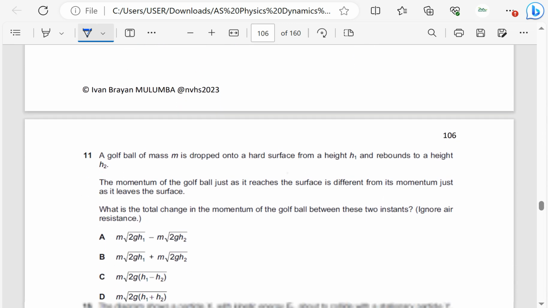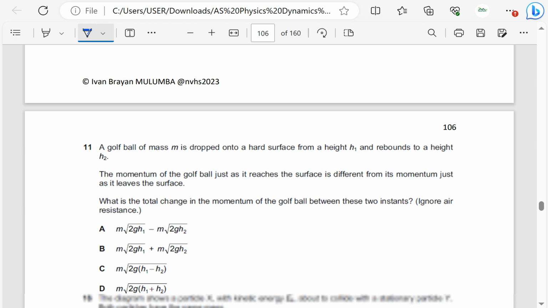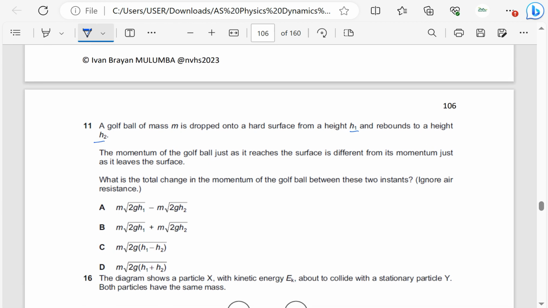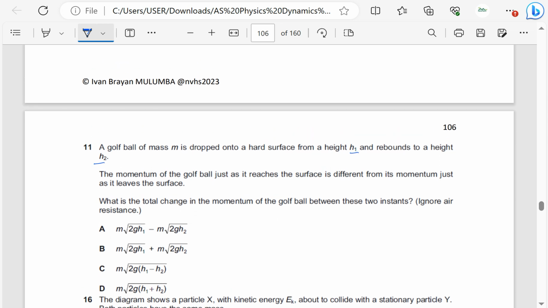A golf ball of mass m is dropped onto a hard surface from a height h1 and rebounds to a height h2. The momentum of the golf ball just as it reaches the surface is different from its momentum just as it leaves the surface. What is the total change in the momentum of the golf ball between these two instants? Ignore air resistance. If we are ignoring air resistance, then the acceleration due to gravity is going to be constant.